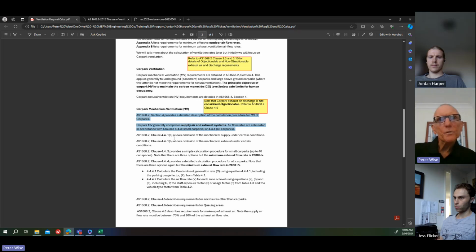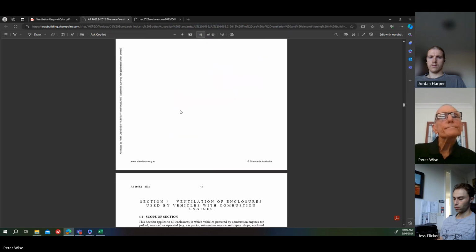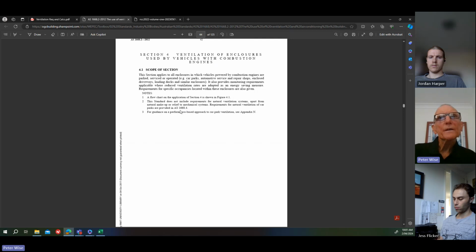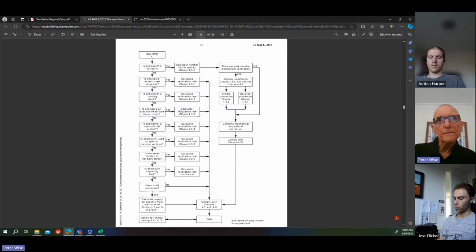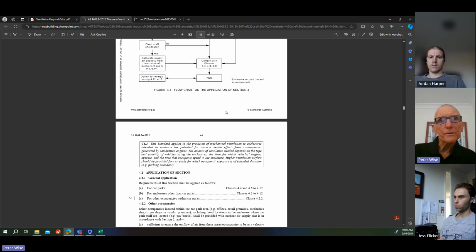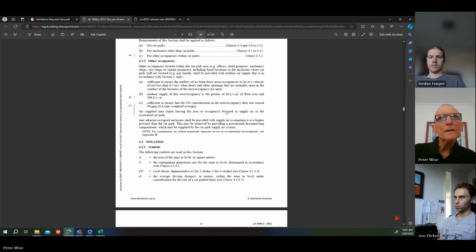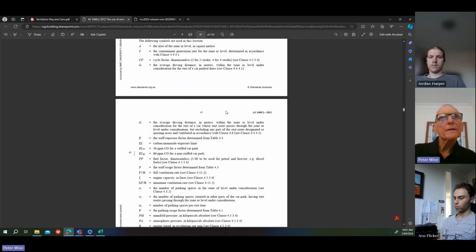AS 1668 Part 2 Clause 4.4.1 allows you to omit the mechanical supply under certain conditions. I'm not going to go through it at the moment. It tells you in the code what you can and can't do. So I'll just go to those. Okay, here's Section 4, ventilation of enclosures used by vehicles with combustion engines. There's a flow chart there that tells you, ask questions and says where to go and what to do, but I'll skip over that and go down to the part I'm talking about.